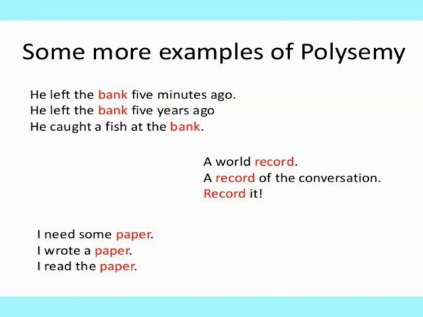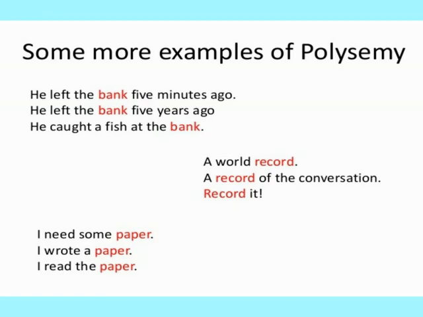More examples of polysemy. He left the bank 5 minutes ago. He left the bank 5 years ago. He caught a fish at the bank. So, he left the bank as in he worked there. So he left the bank 5 minutes ago, perhaps making a deposit or cashing some money in. He left the bank 5 years ago, as in that he was working there, but he left maybe for a new job or to move closer to home. He caught a fish at the bank. So at the riverbank is where you fish and you put your rod in and you catch a fish to eat.